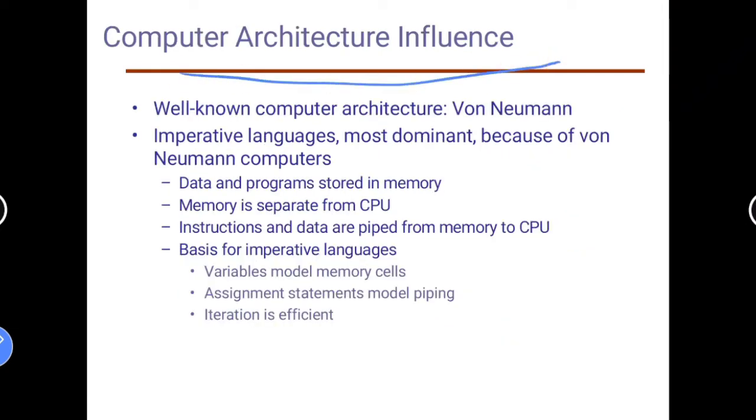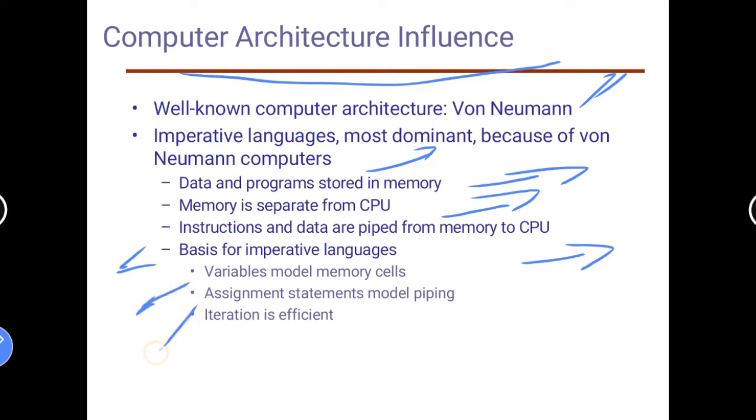Computer architecture influence continues. The well-known computer architecture is von Neumann. Imperative languages dominate because of the von Neumann computer. Data and programs are stored in memory. Memory is separate from the CPU. Instructions and data are piped from memory to the CPU. The basis for imperative languages is the variable modeling a memory cell, the assignment statement modeling piping, and iteration for efficiency.